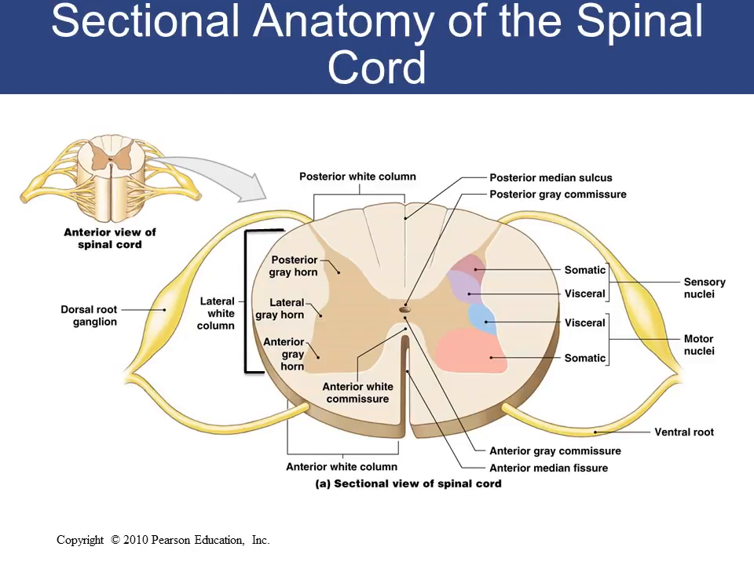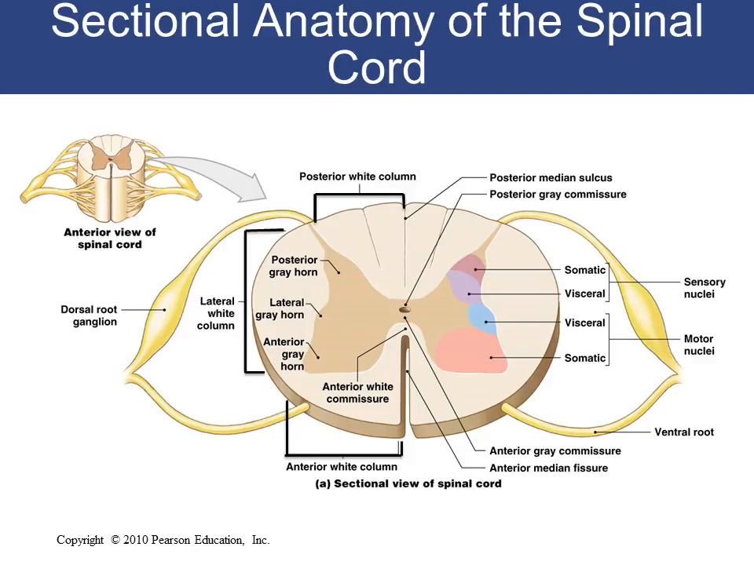So this is a diagram to show the three columns of the spinal cord. You have the first one, the lateral white columns, and we have the second one, which is the posterior white column, and the third one, which is the anterior white column. So each of these columns contains several fiber tracts, and their fiber tract names reveal their origin and destination. Fiber tracts are composed of axons with similar functions.